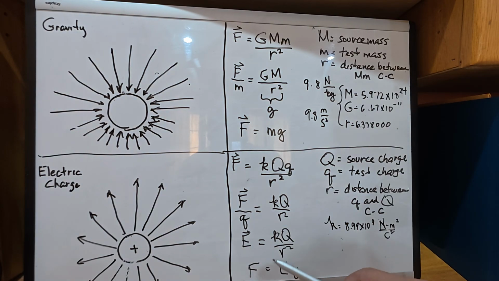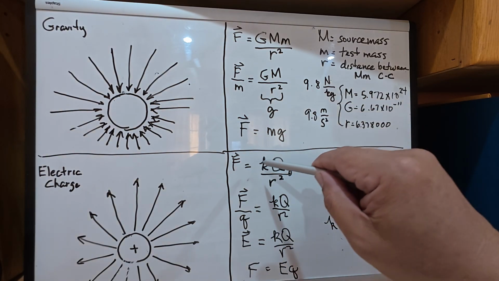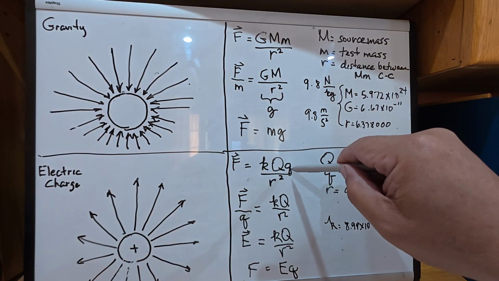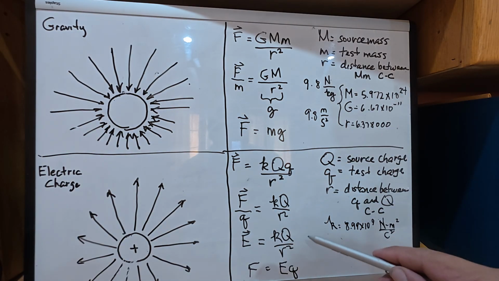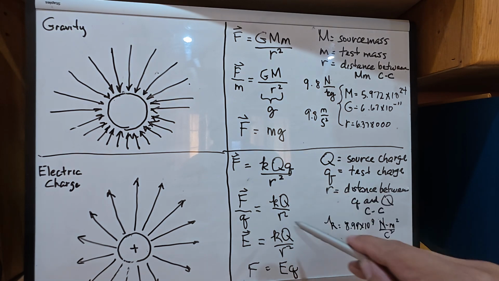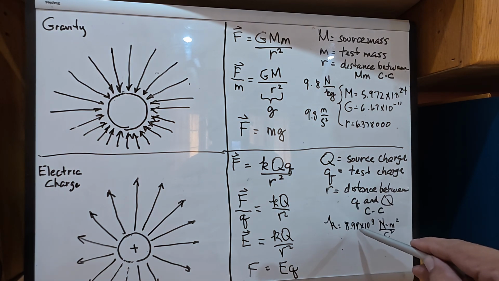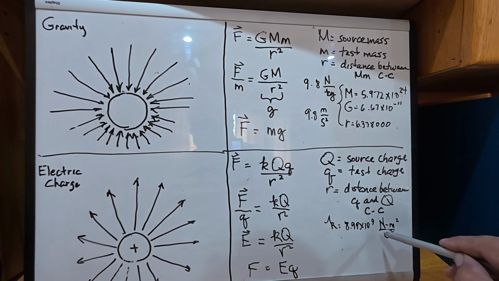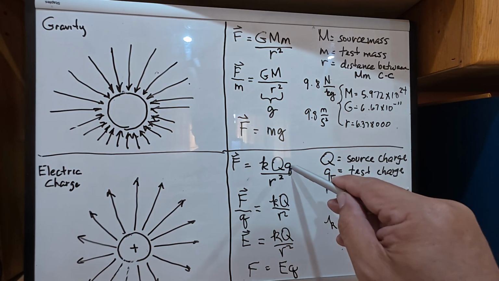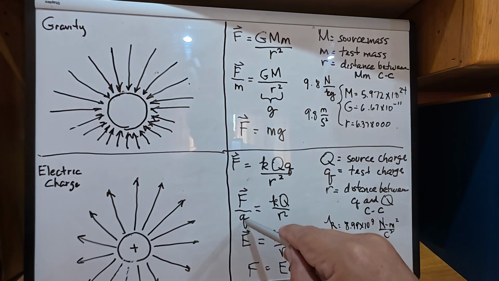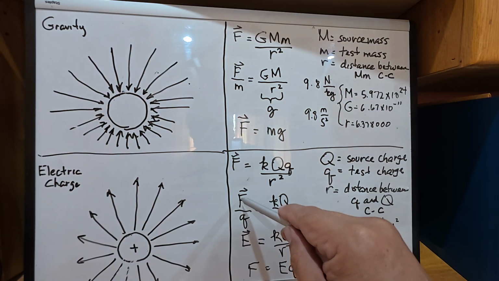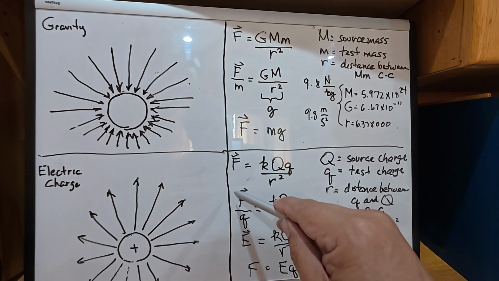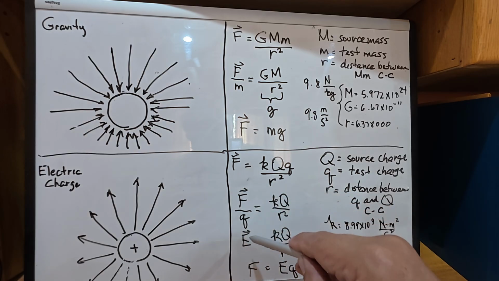Now let's look at the bottom. The force is kQq, large Q and little q, divided by r squared, Coulomb's law. Now we substitute in the value for k, which is 8.99 times 10 to the 9th newton meter squared per coulomb squared. And I put this q on the bottom here, so it's going to be the force per charge. This quantity is called the electric field.